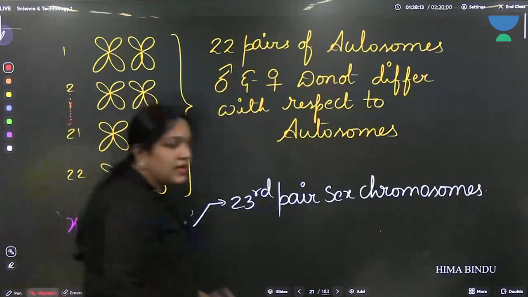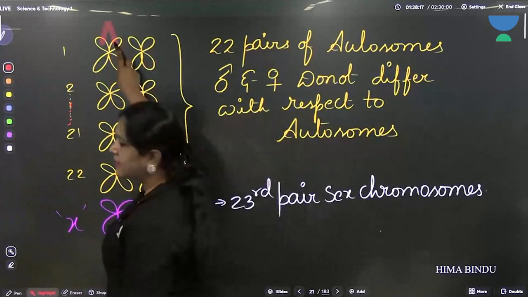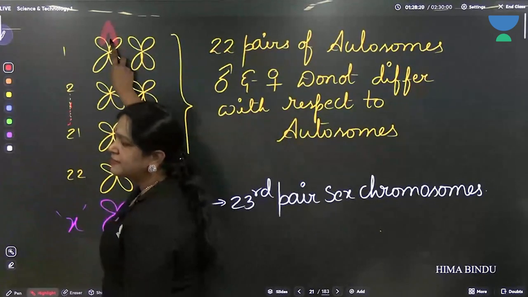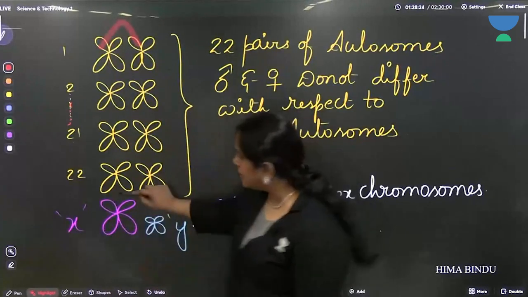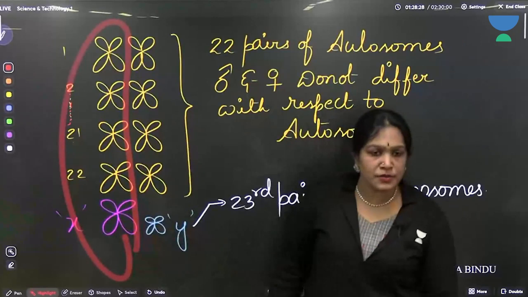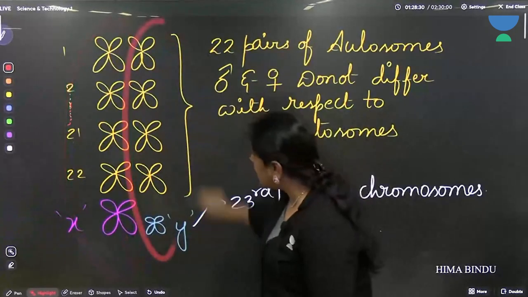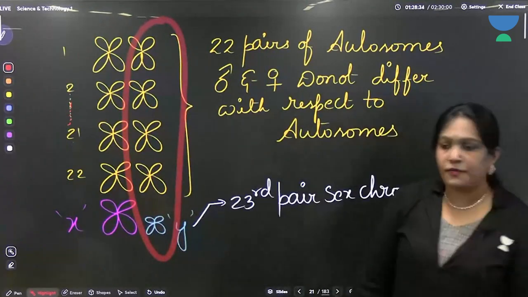These two are similar, not identical. I hope you remember this. The two chromatids of the same chromosome are identical, but the two chromosomes are not identical. We get 23 chromosomes from the mother, and we get 23 chromosomes from the father.